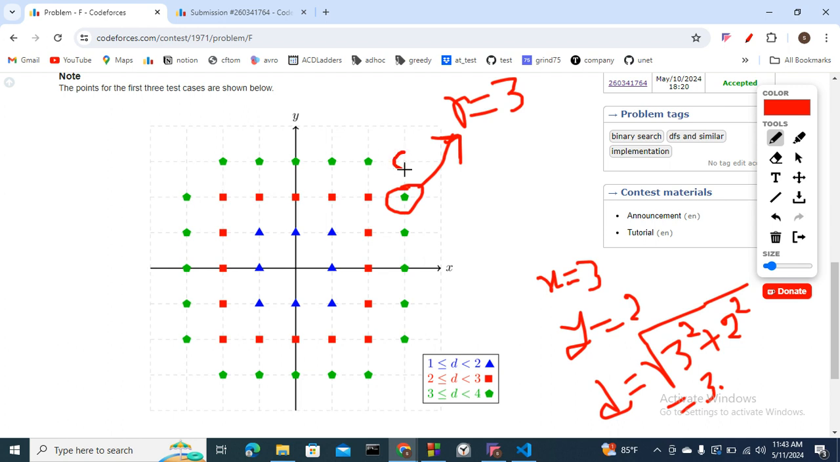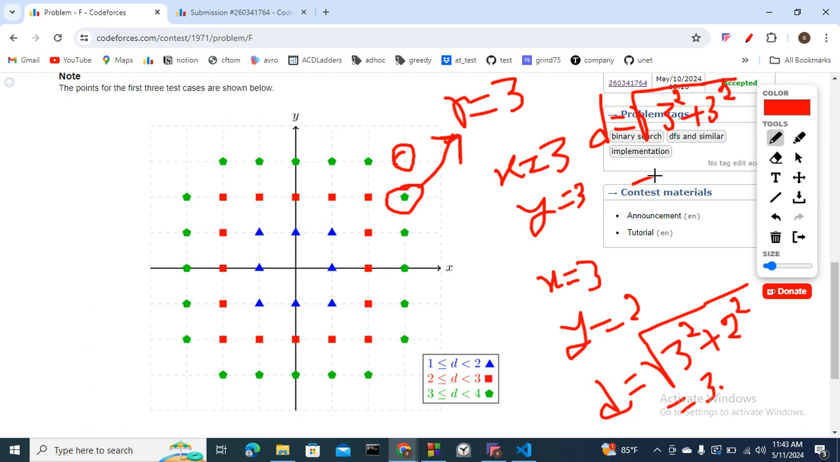If we consider this point here, x equals 3 and y equals 3, then d becomes root over 3 square plus 3 square, which is root 18, and it is 4 point something. So this point contributes to the answer if r equals 4, but if r equals 3, this point does not belong to the answer. Okay.